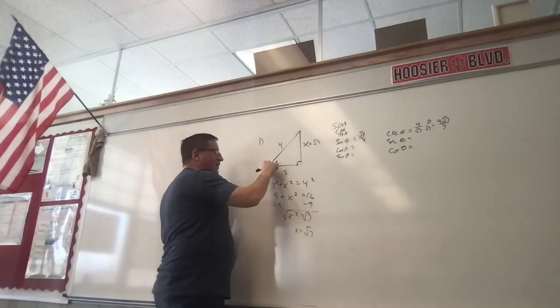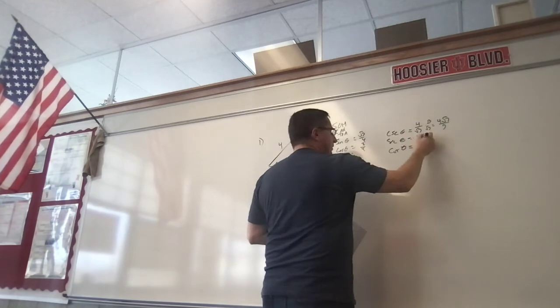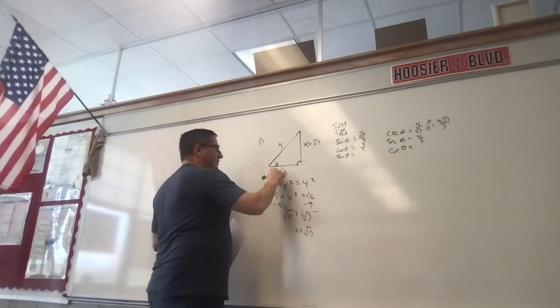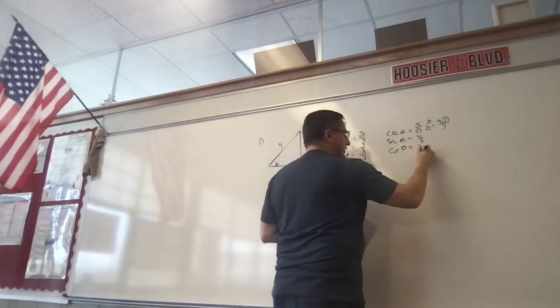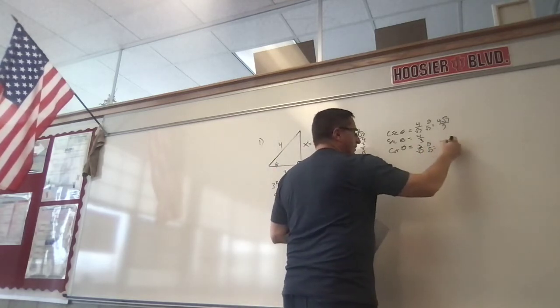Cosine is adjacent over hypotenuse. Adjacent 3 over hypotenuse 4, so 3 over 4, and secant is 4 over 3. Just flip it. And tangent. Tangent is opposite over adjacent, so radical 7 over 3. Flip that to get cotangent, it's 3 over radical 7. Again, multiply radical 7 on top and bottom to get rid of the radical on the bottom. Radical 7 times radical 7 is 7. 3 times radical 7 is 3 radical 7.